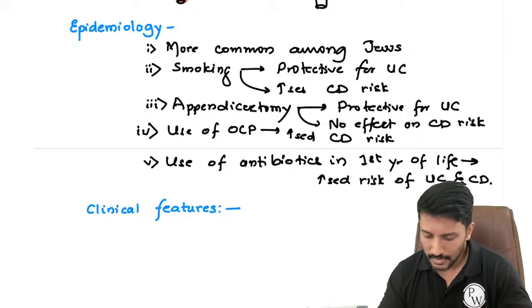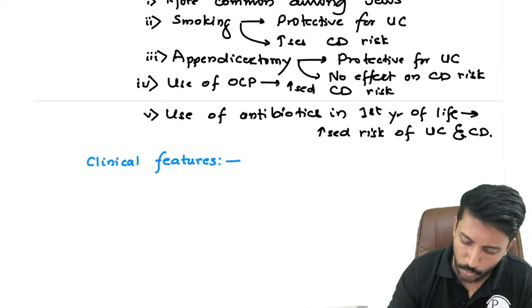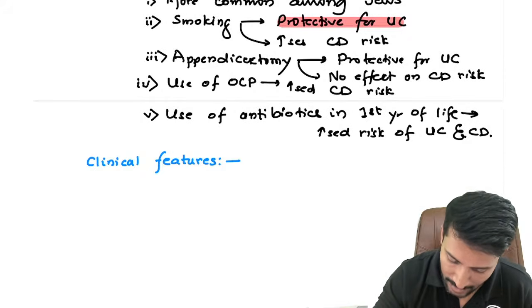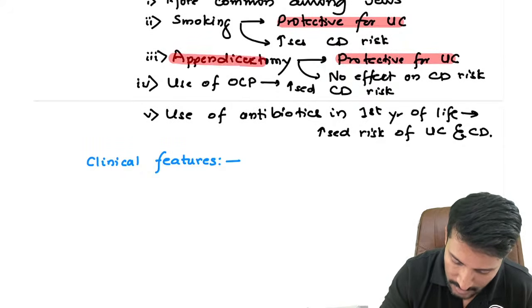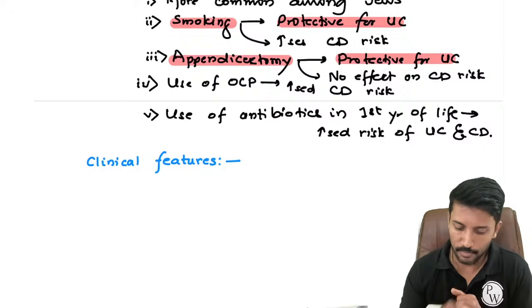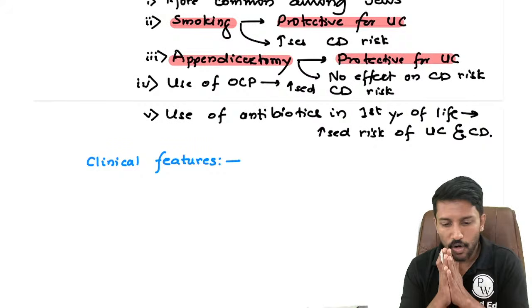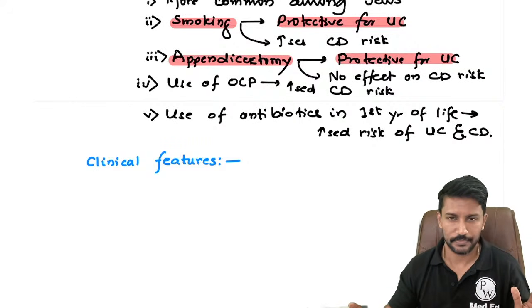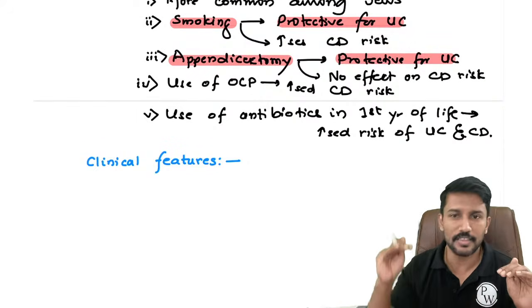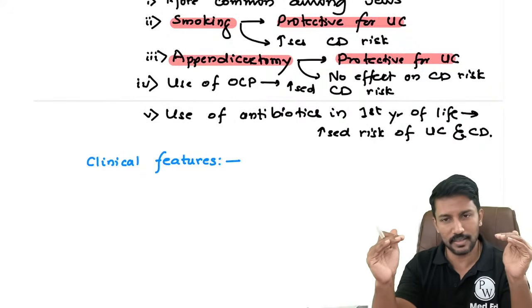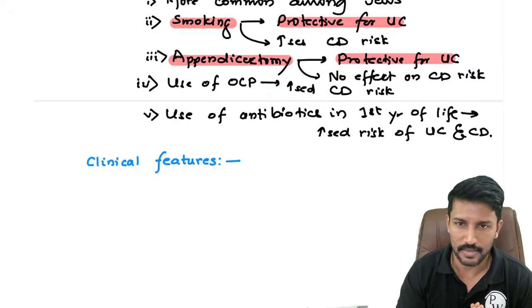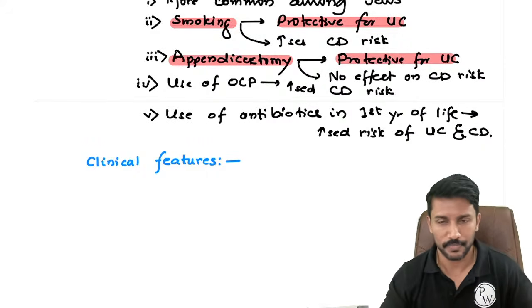So in simple words, there are things which protect from ulcerative colitis, which are smoking and appendicectomy, but there is nothing protecting you against the risk of Crohn's disease. And equally important is that smoking is not protecting you from anything in life. It seems like it is protecting you from ulcerative colitis, but it is increasing your risk of Crohn's disease. So the end result is you are having increased risk of inflammatory bowel disease, right? You are not getting any benefits.